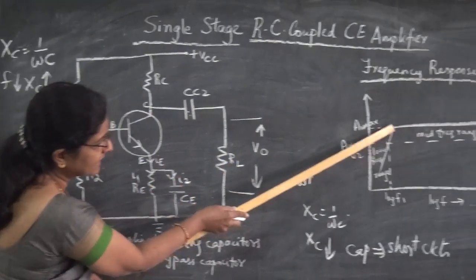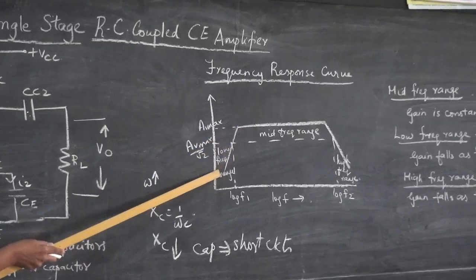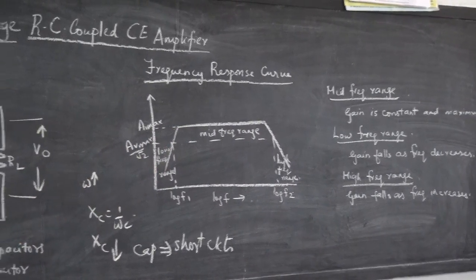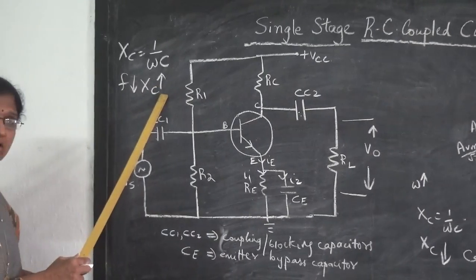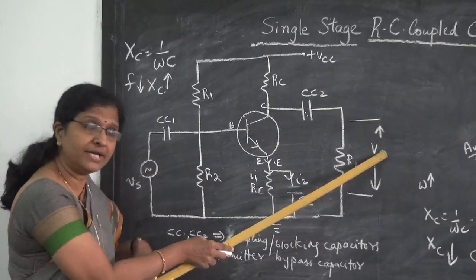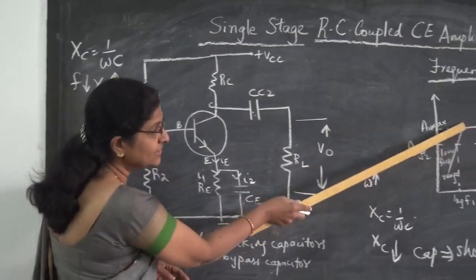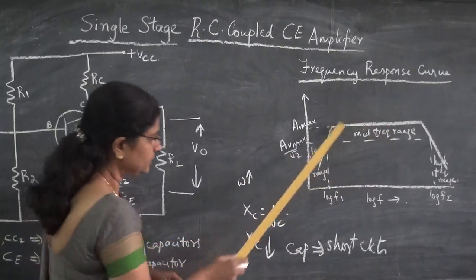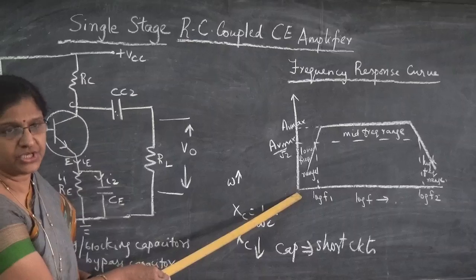So you can see that as frequency falls and becomes smaller and smaller, gain decreases. As frequency keeps on decreasing, reactance keeps on increasing, and your output voltage will keep on decreasing. That is why in the low frequency range, you get very low voltage gain.